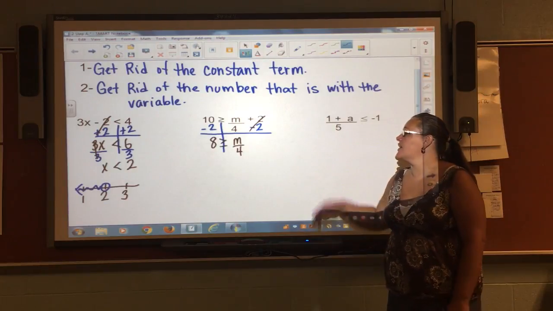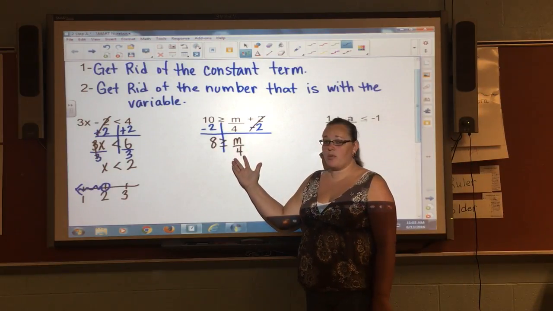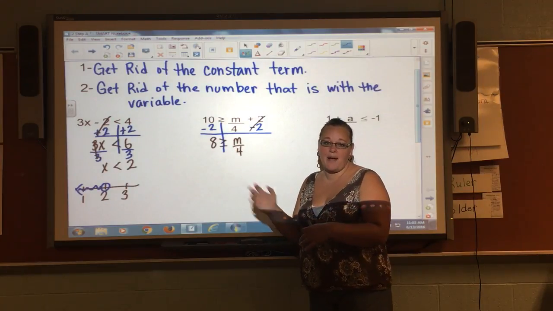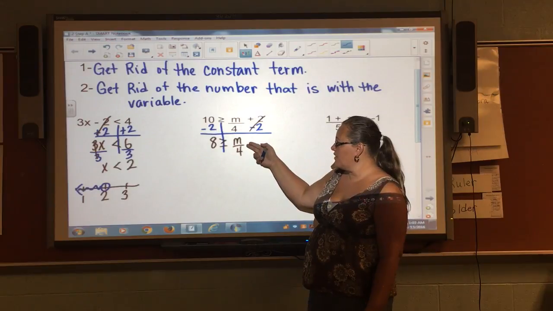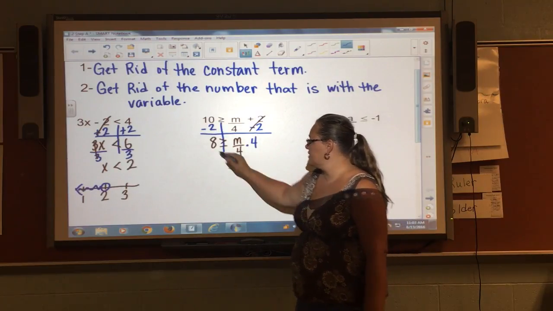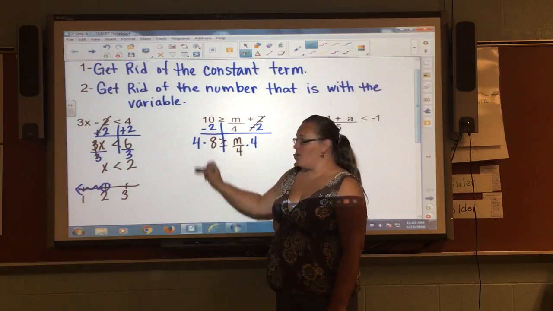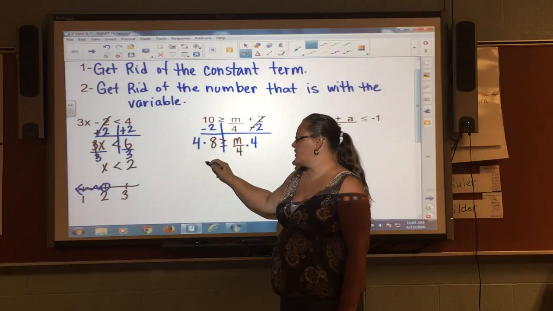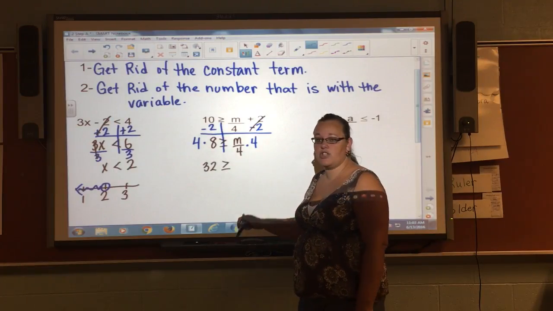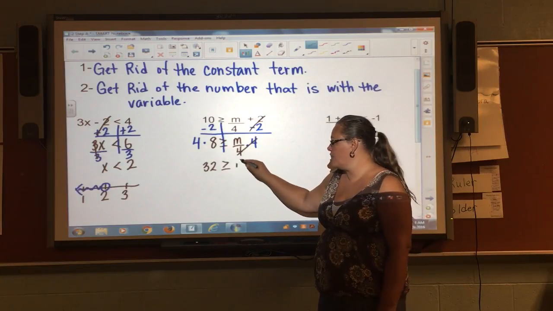The last one is to get rid of the number that's with the variable. The number that is with the variable is the 4. This little fraction bar tells me I'm dividing m by 4. So the opposite of dividing by 4 is to multiply both sides by 4. So 4 times 8 is 32. Is greater than or equal to. The 4's reduce themselves out and I'm just left with m.